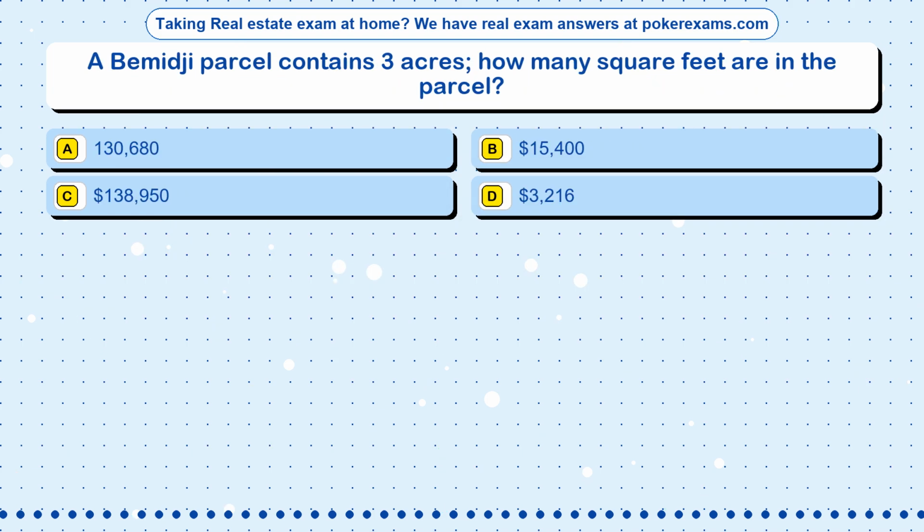Question 65. A Bemidji parcel contains 3 acres. How many square feet are in the parcel? Option A, 130,680. Option B, 15,400. Option C, 138,950. Option D, 3,216.